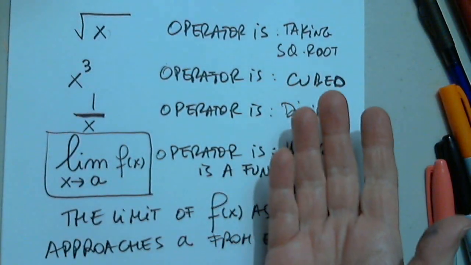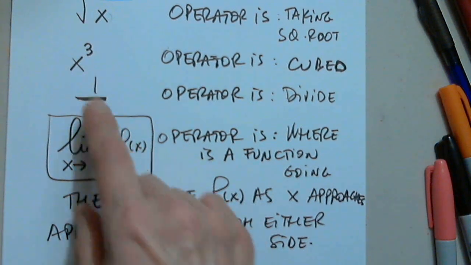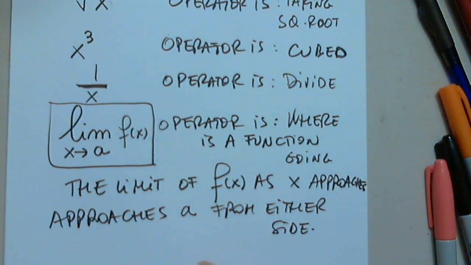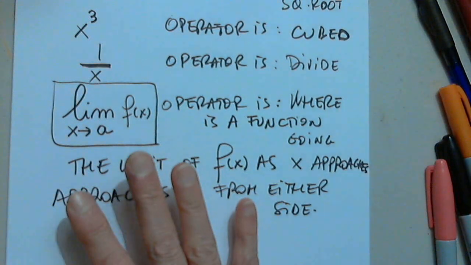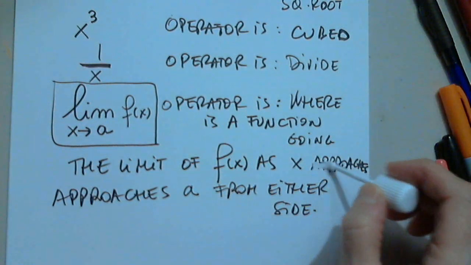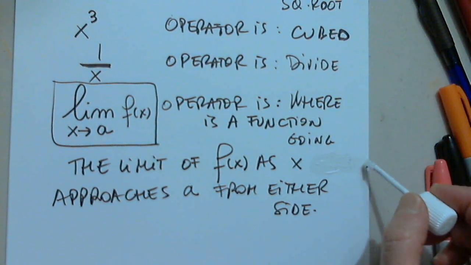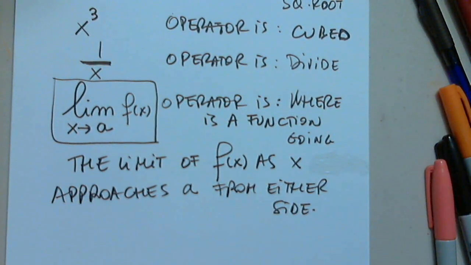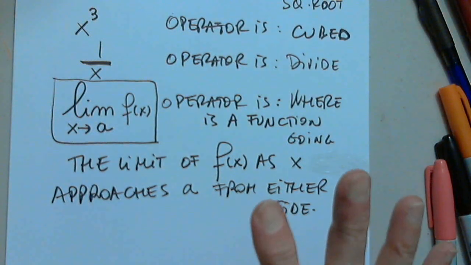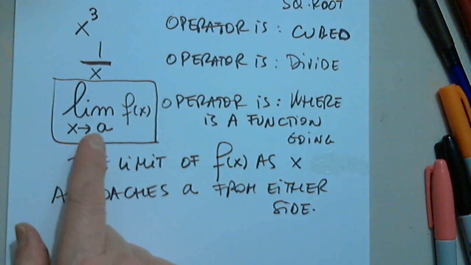These were much easier. I could say immediately, take the square root of x, done. Raise x to the third power, done. Divide by x, done. But here, it's a mouthful. And I'm looking for the tendency, for the trend of the function. Where is it going? Going up, going down, approaching this, approaching that. One more time. The limit of f of x as x approaches a.